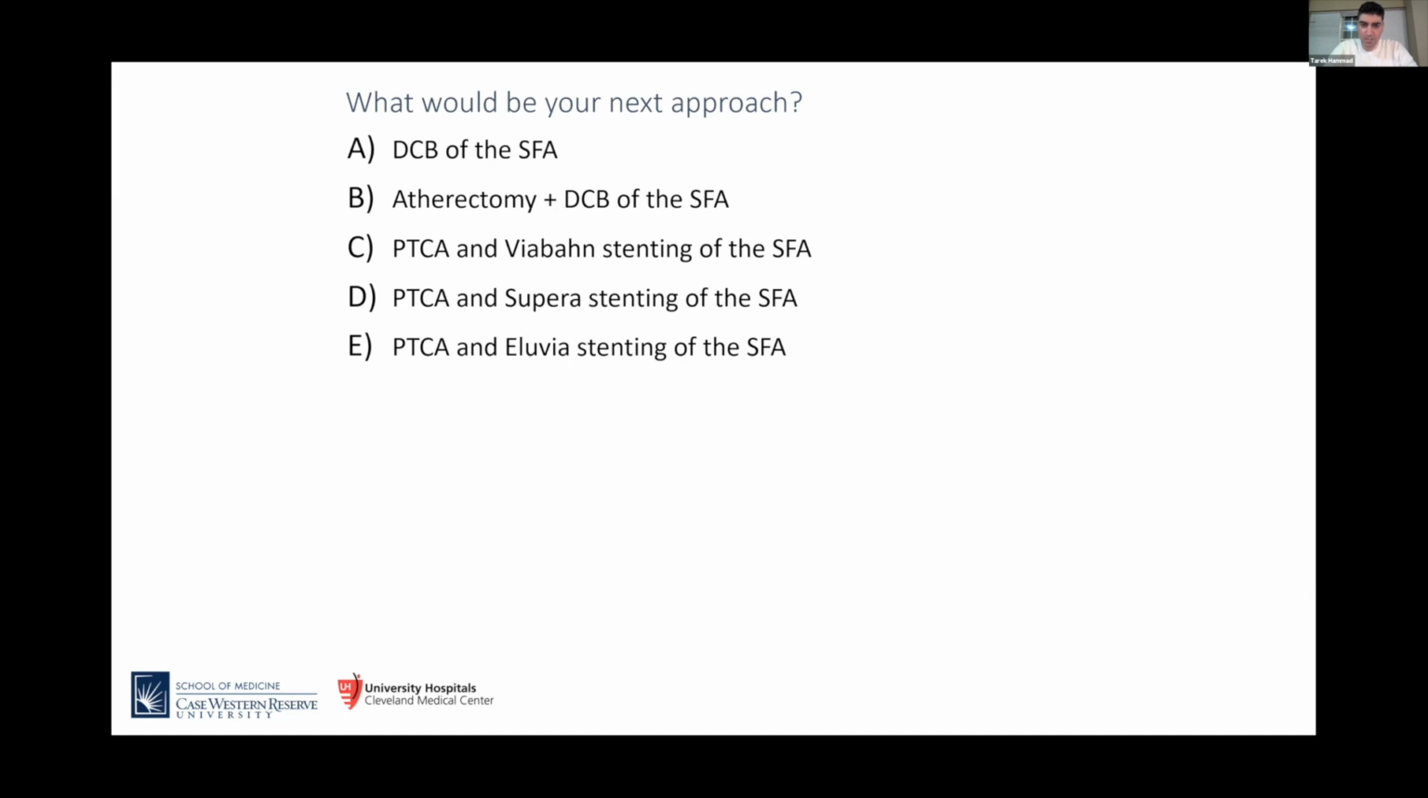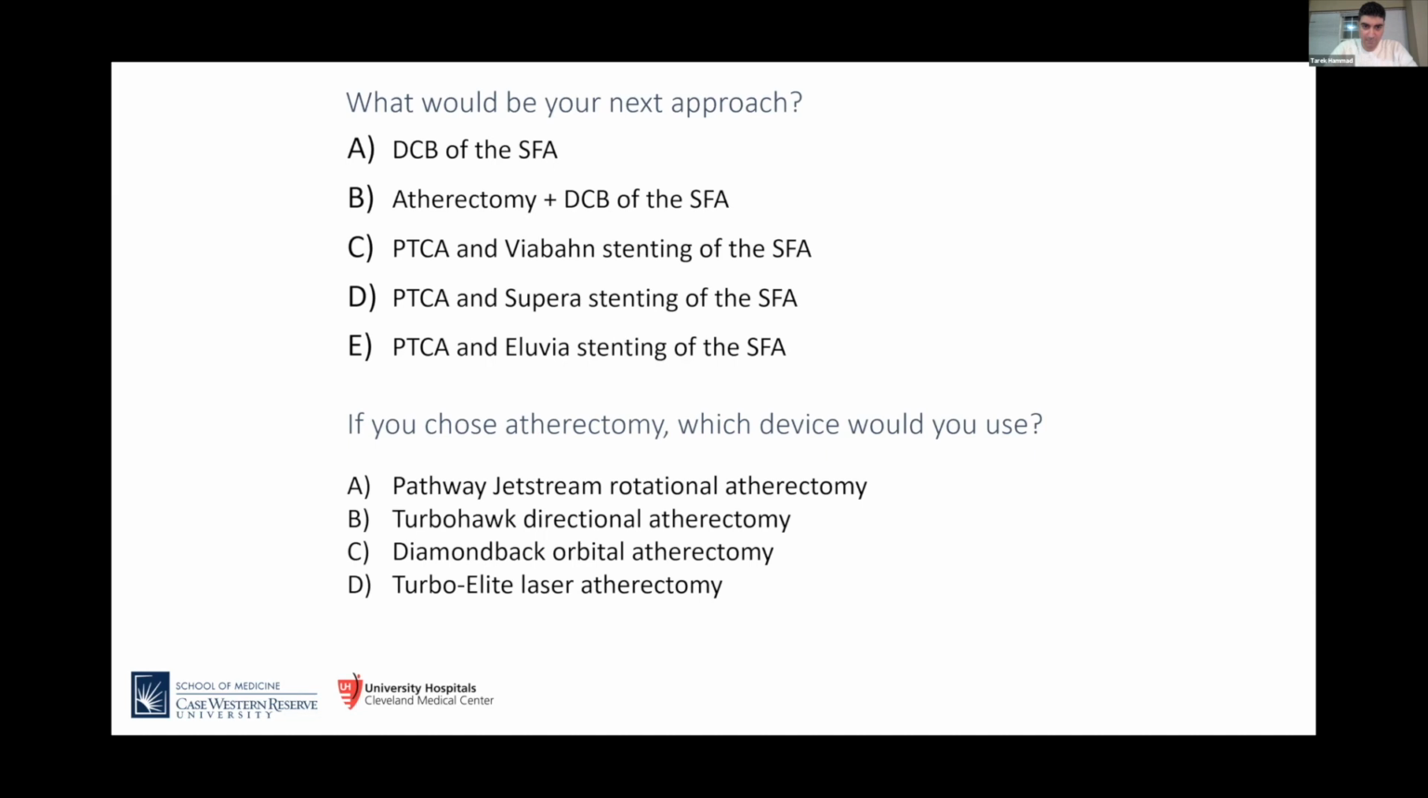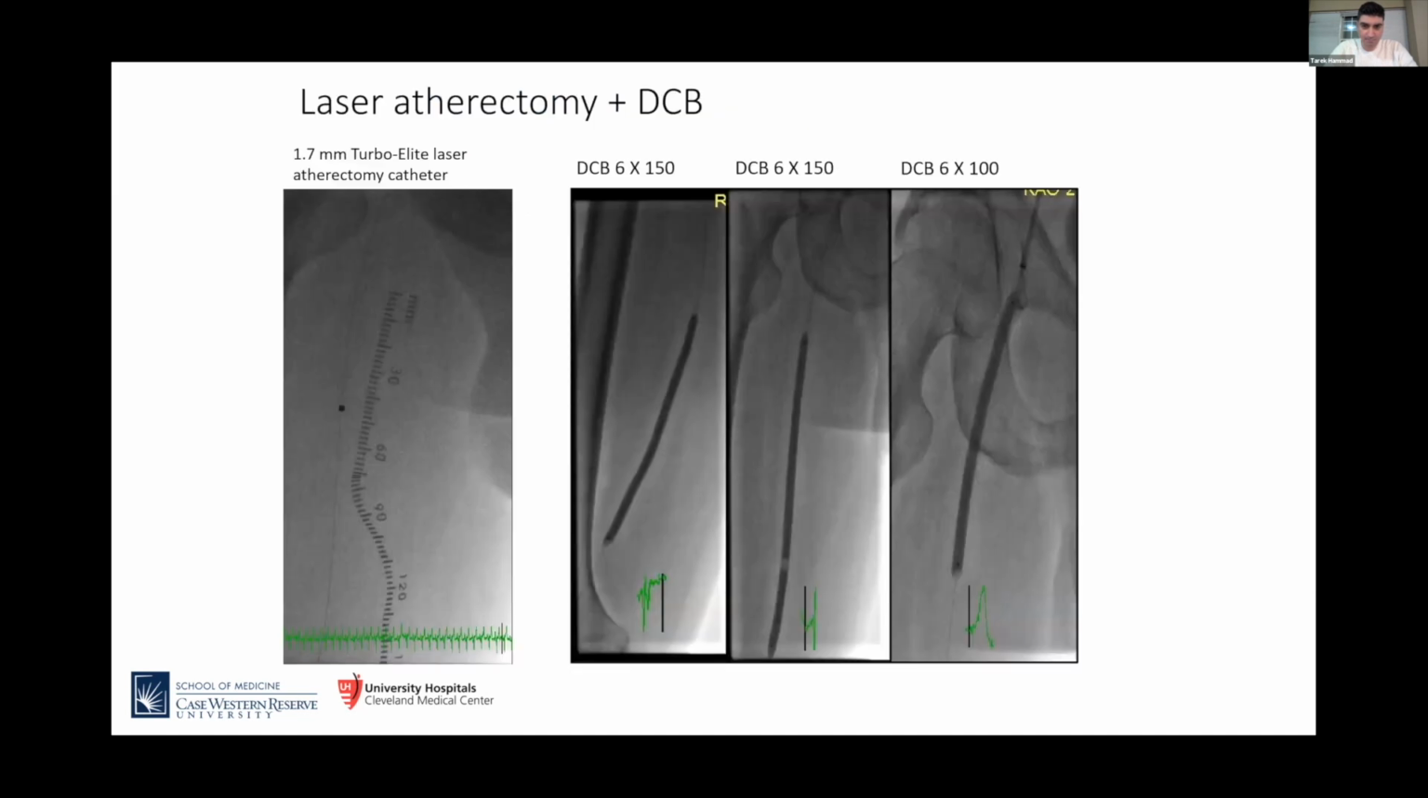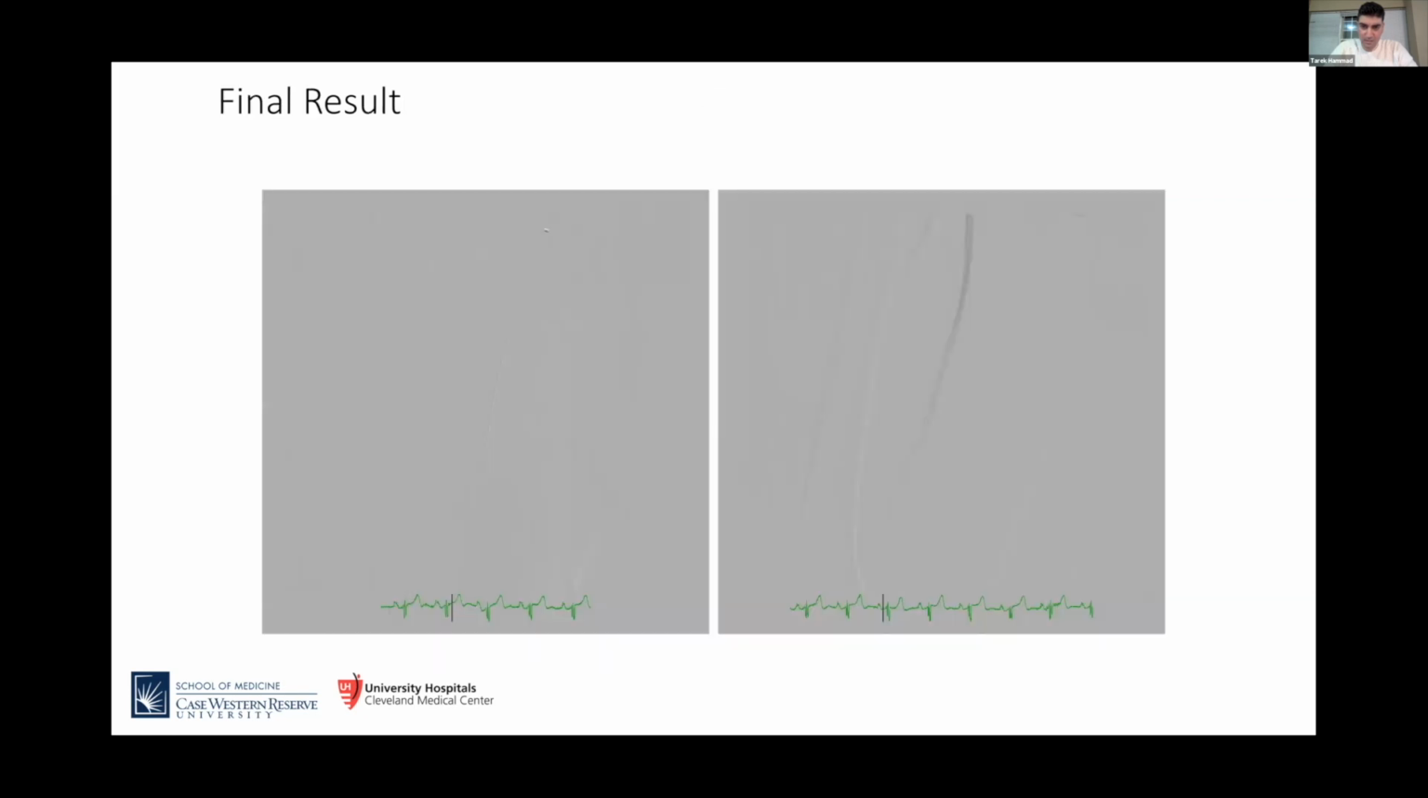Again, we decide to go with debulking and DCB to maximize luminal gain and without making the dissection hopefully worse. So in this case, because of the length of the lesion, we went with the laser. We used 1.75 Turbo laser, and then this was followed by 3 DCBs, and these are the results. There's some minimal dissection, but non-flow limiting.